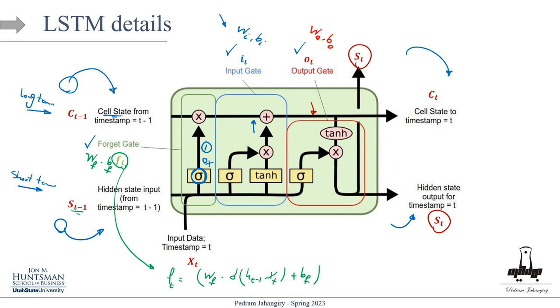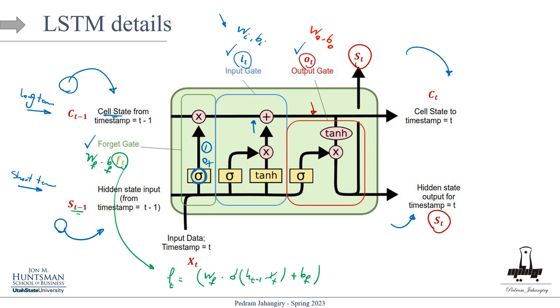We can do the same for the input gate, and then finally for the output gate. The activation functions are different, for example. In the output gate, we are doing sigmoid and then tanh, and in the input gate, we are also doing sigmoid and tanh, and in the forget gate, we're only doing sigmoid. All right. Okay, so what else can we say?